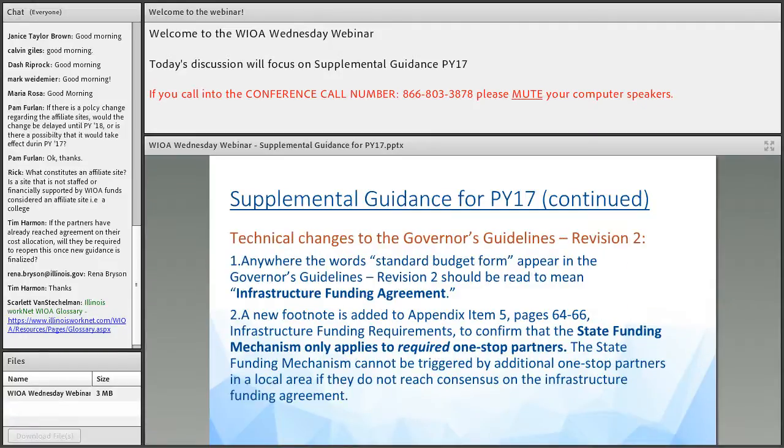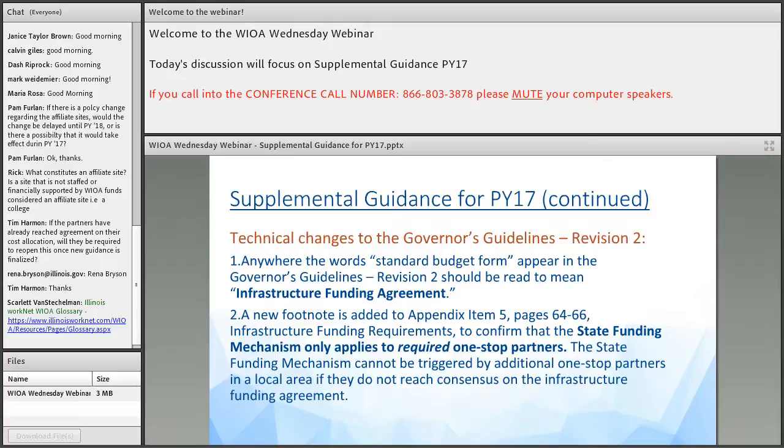So those were all the substantive guidance in the supplemental guidance. There's also two technical changes that don't change the content, but just add a little more clarification. The technical change, number one, anytime in the Governor's Guidelines Revision 2 where you see the words standard budget form or annual budget, you should read that to mean infrastructure funding agreement. Again, the TEGL started calling it this formal language of the infrastructure funding agreement, and we'll try to adopt that from now on. But just know in the Governor's Guidelines Revision 2 that they are interchangeable at this time, and we'll start to apply infrastructure funding agreement from now on.